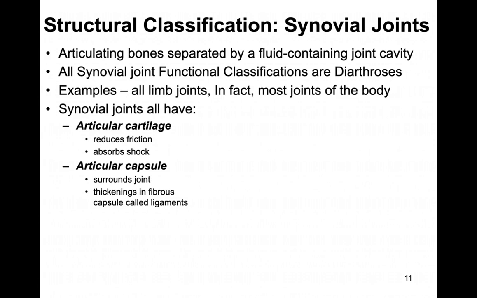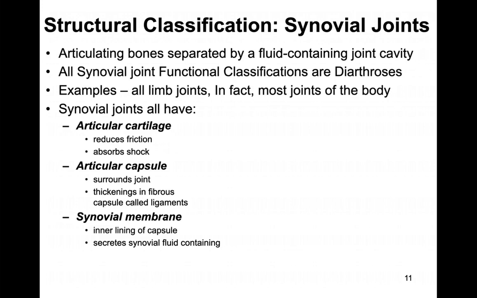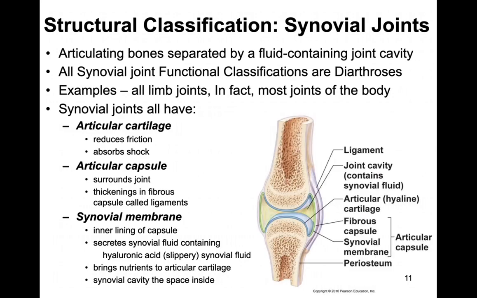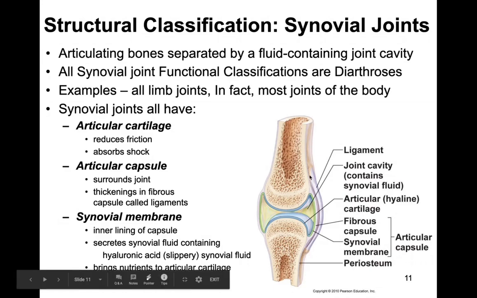There are thickenings in the fibrous capsule that we call ligaments that help to support the joint. On the inside surface of the capsule is the synovial membrane, the lining of the capsule. It secretes synovial fluid, which has hyaluronic acid in it to make it slippery. It helps bring nutrients to the articular cartilage and fills that cavity, which is the space inside the joint. So here would be your joint cavity that has the synovial fluid. And here you would have some ligaments on the outside.